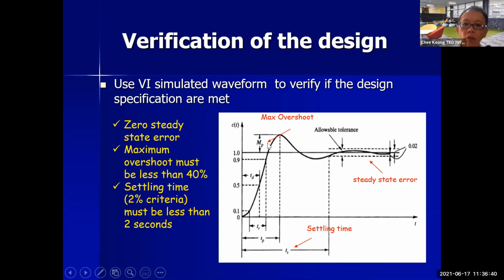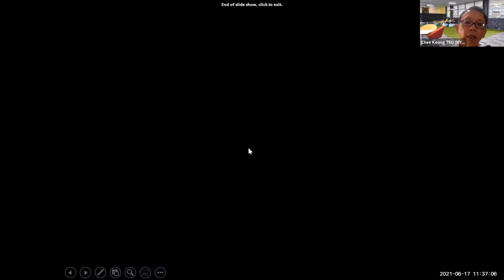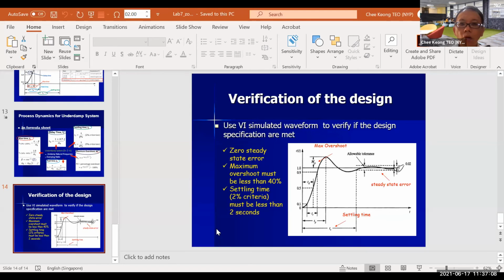Then check whether the peak overshoot is really 40% of the whole thing. If it's less than or equal to 40%, then you are all right. And then the 2% settling criteria means that the time taken from here until it has settled within plus minus 2% is less than 2 seconds. You have to make sure all these three happen, and therefore your design is already done. So you can submit. Okay, that's all for my presentation.